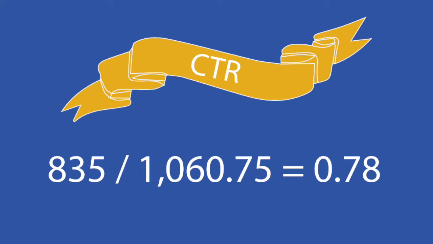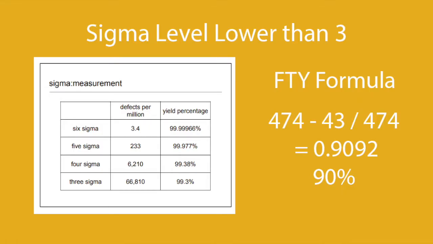Since our factory line has scrap of 43 sushi rolls, our CTR is less than 1 and indicates quality issues with a rating of 0.78. Based off the FTY formula, using the number of sushi rolls sold, subtracted by the number of scrap, and dividing it by the number of sushi rolls sold, we yield a percentage of 90%. This means that we are falling below Sigma Level 3.